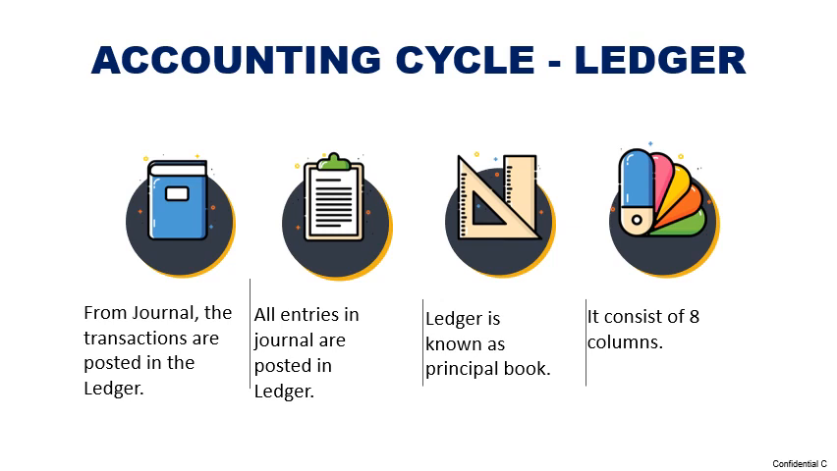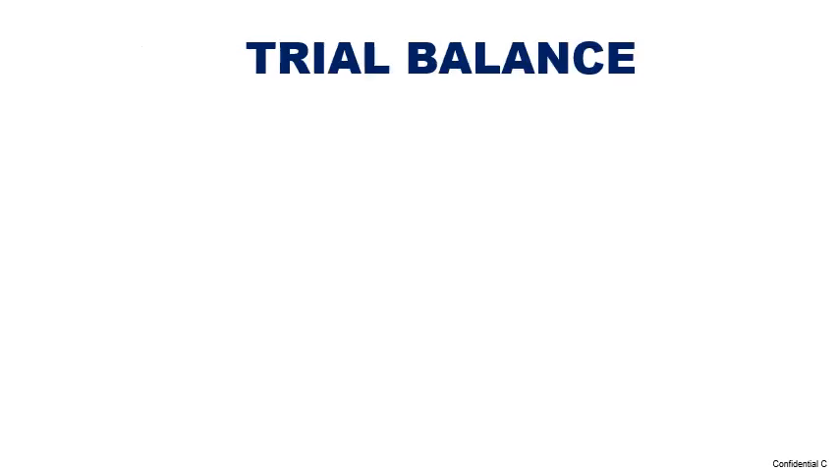It consists of 8 columns, right? That's okay. As of now, we need not worry about how many columns it consists of. The first step, recording of transactions, is called journal. The second one, classifying the transactions, is called ledger.